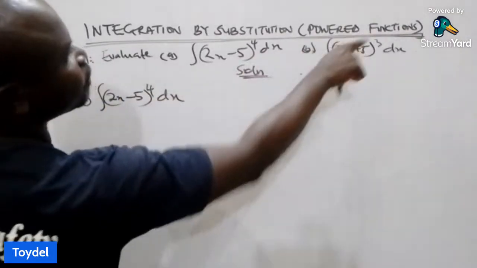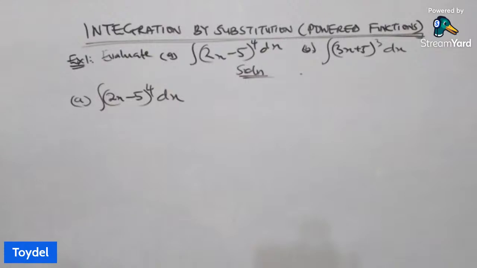These are called powered functions. That is, the function is raised to the power of something. So how do we solve this? We are still going to apply the same method under integration by algebraic substitution, but we are going to see the implication of the power here now.